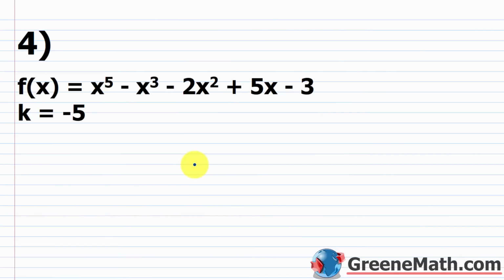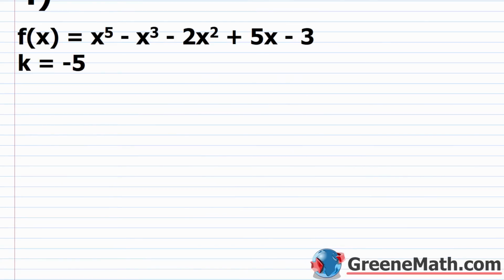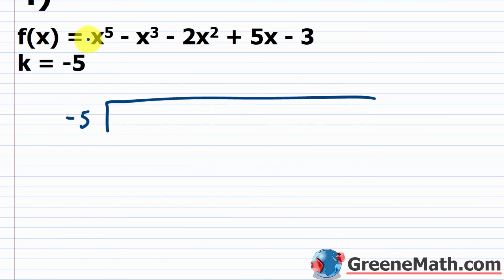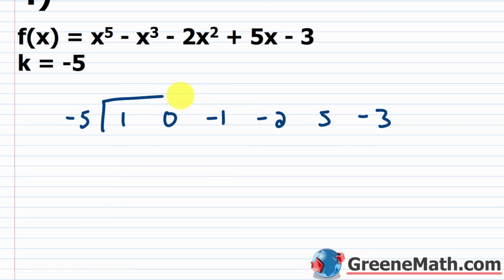All right, for problem 4, we have f of x equals x to the 5th power minus x cubed minus 2x squared plus 5x minus 3. We're given a k value here that's equal to -5. So if this is negative, you want to check for a lower bound. Let me go ahead and set this up. So I'm going to put a -5 here. And then for the synthetic division, you have a 1. You're missing x to the 4th power, so you put in a 0 for that. Then you have a -1, a -2. You have a 5, and then a -3. Okay, so let me go ahead and redo that. Let me make it a little bit better there.